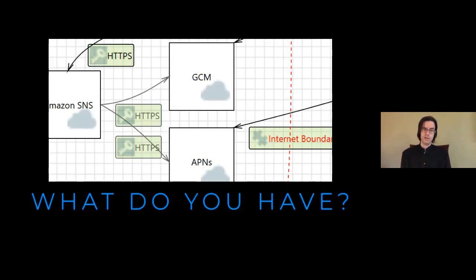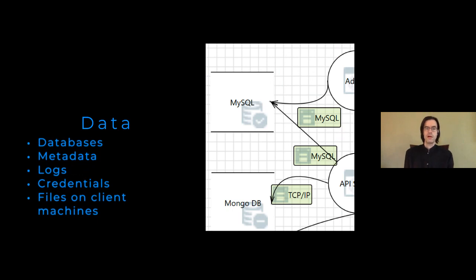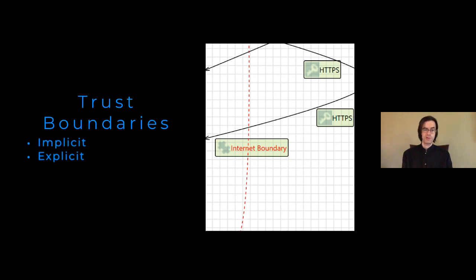Few people who build threat models for a living do this, but you have to make a list. The second list you need to make is, what are you building? What do you have? Infrastructure such as servers, clients, gateways, third parties, anything that comprises the software system. Data, which might include databases, but it also includes things like cache files on client machines, any logs or credentials that your software system produces. Trust boundaries, implicit or explicit, they show who or what person or what role, what escalation controls what.